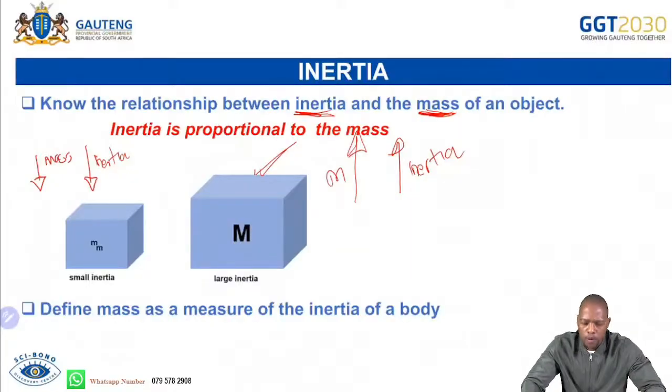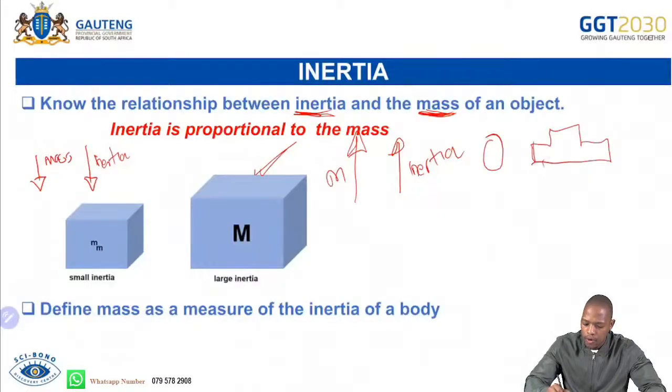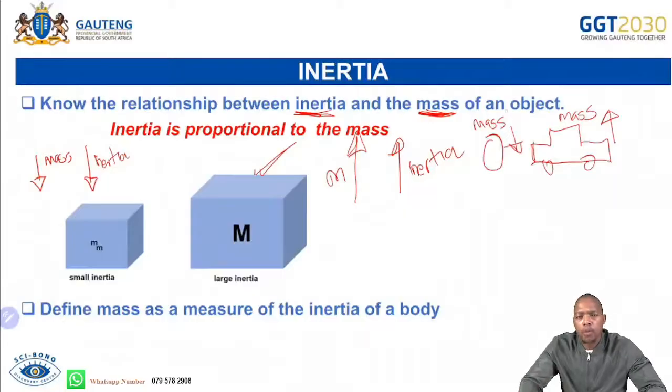Now take this ball and compare it to a car, for example, right? What's the difference between these two things? Mostly it's the mass. Their masses are not the same. This one is going to have big mass, this one is going to have small mass, right? Easy to stop this one from moving. Remember, inertia: the property of a body to resist any change in its state of motion or rest.